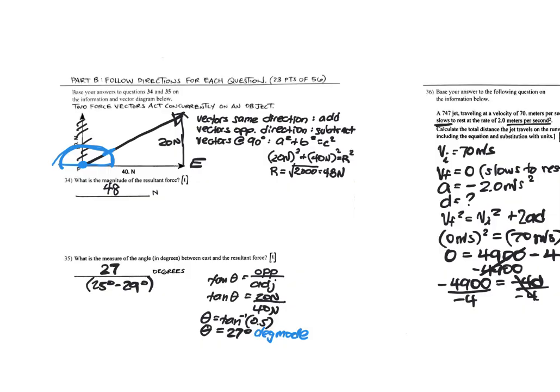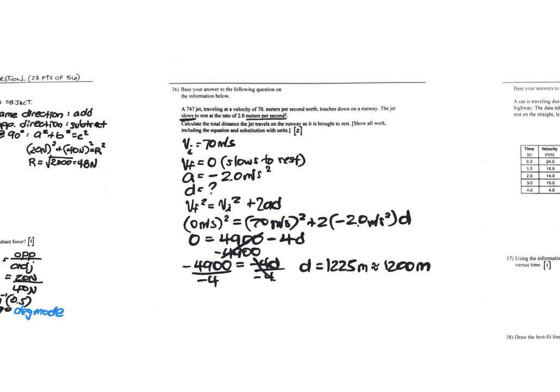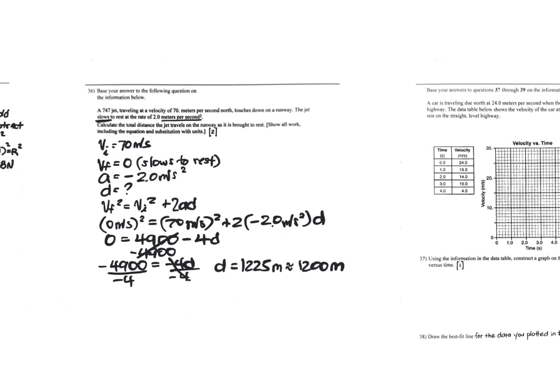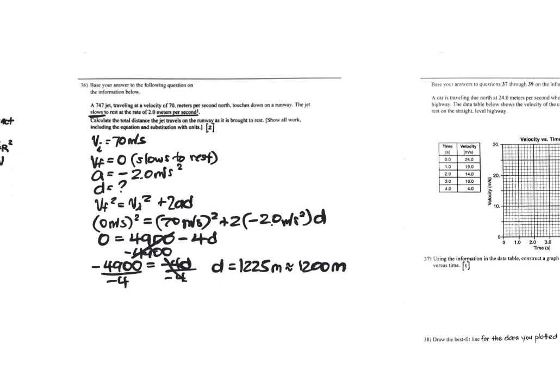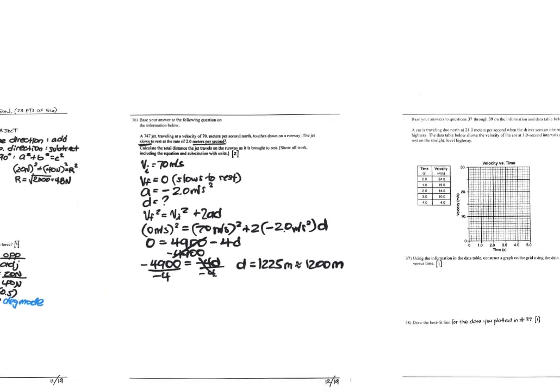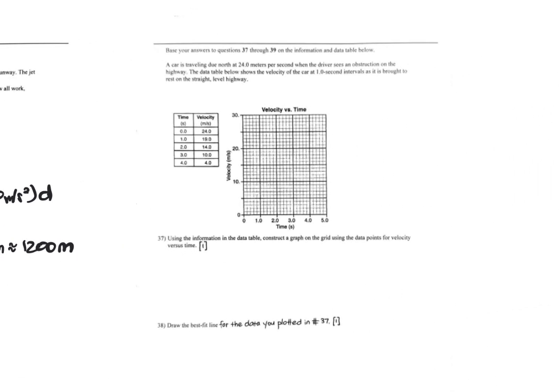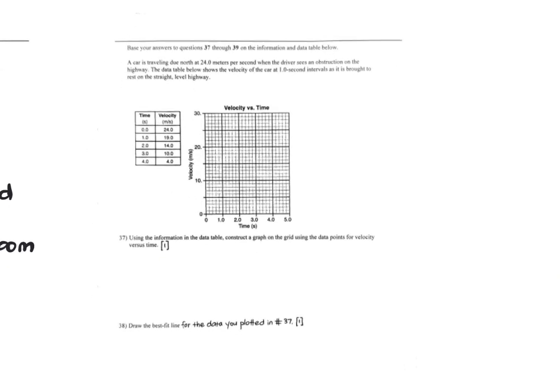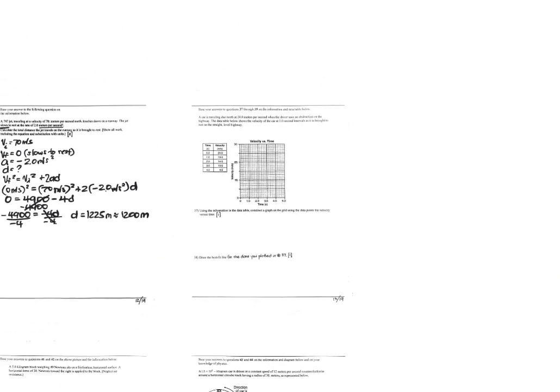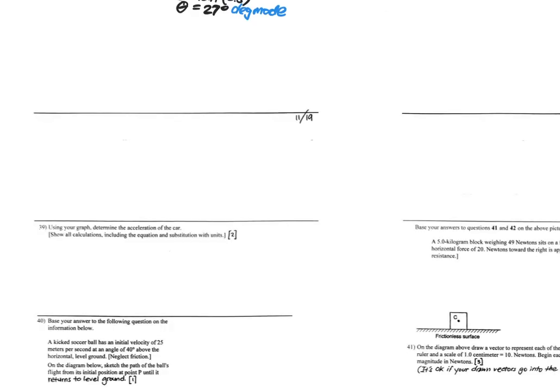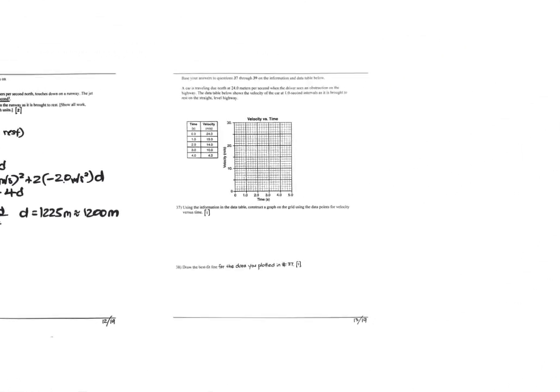So 34, 48 newtons, 35, 27 degrees. And then we have this guy here with our jet, 1200 meters for 2 significant figures. That was a kinematics problem. Okay, and then after kinematics, we have motion graphs with 37 through 39. 39 is over here.